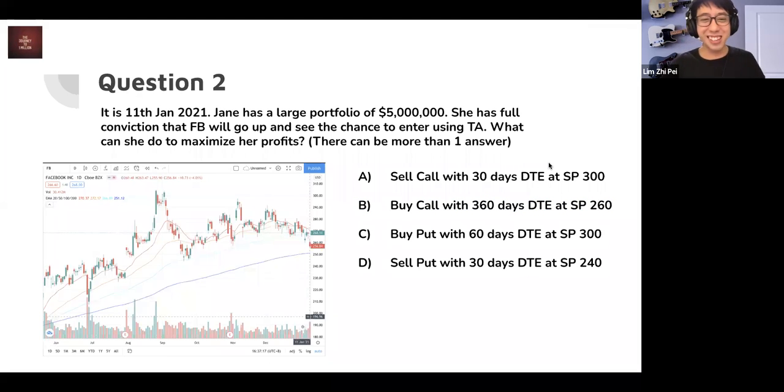So question 2. It is 11th of January 2021. Jane has a large portfolio of 5 million. She has full conviction that Facebook will go up and sees the chance to enter using TA. What can she do to maximize her profits? There can be more than one answer. The stock price of Facebook is about 256 here.